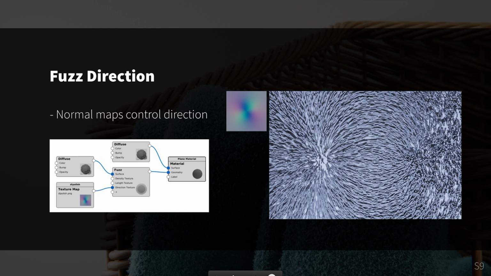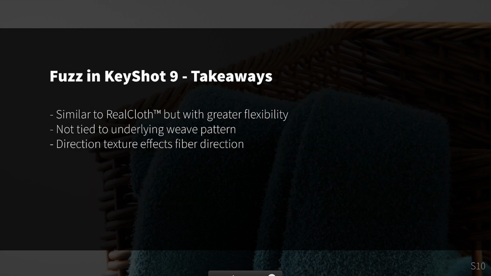So please try and play with this. You can do some very interesting things with this. Finally, to summarize, Fuzz is very much like the RealCloth Flyaways. You have greater flexibility, but with that flexibility comes the cost that it's not so well tied to the underlying weave pattern and the shading of the RealCloth. But you can use it for many different things.